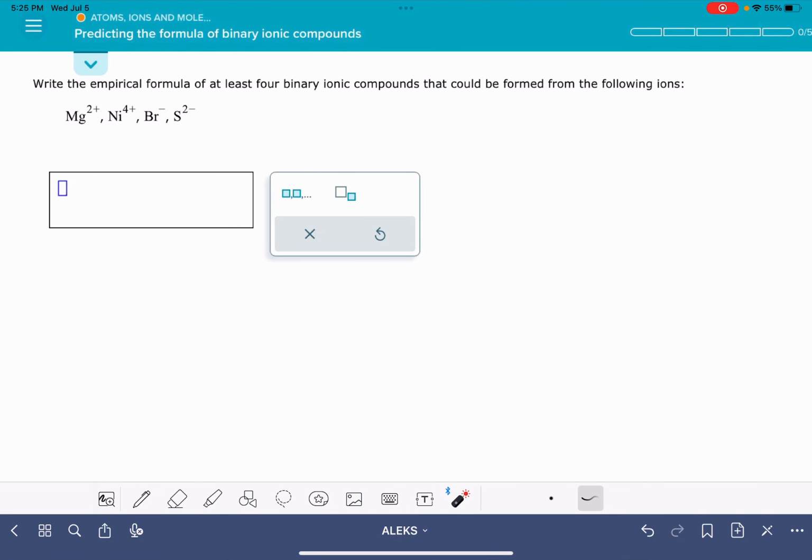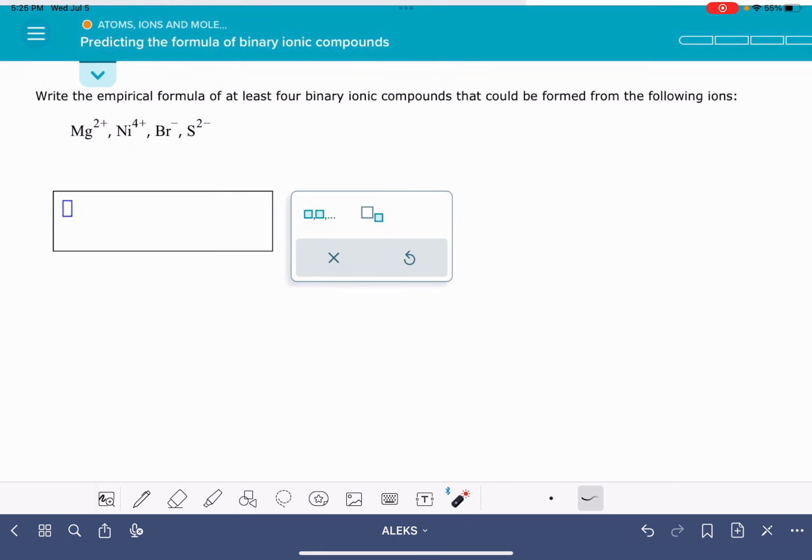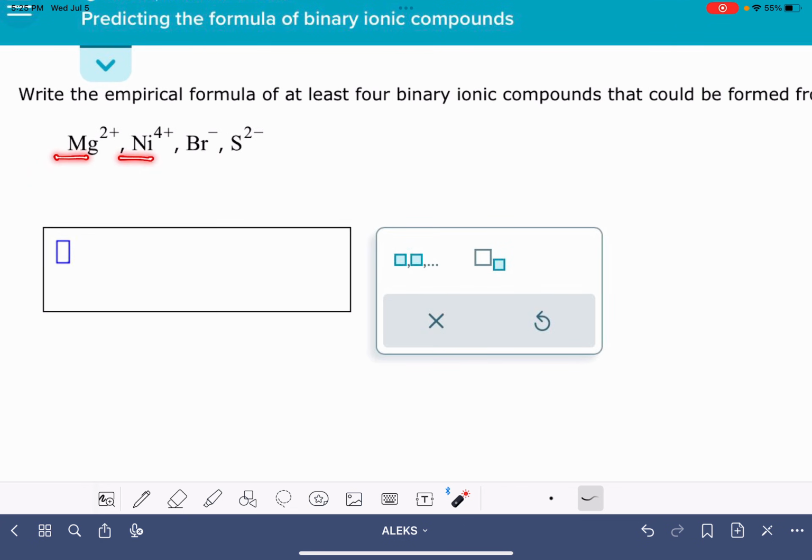In this video, I'll show you how to solve the ALEKS problem called predicting the formula of binary ionic compounds. This problem is going to give you the symbol and charge of two positively charged ions, cations, and also two negatively charged ions, anions. And it wants you to write the formula for 4 compounds that you could form from these ions.